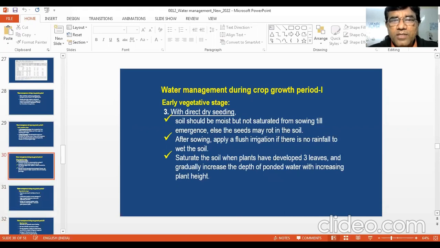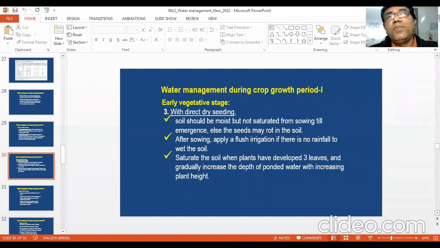Then early vegetative stage in direct dry seeding, how to manage water? So soil should be moist but not saturated from sowing till emergence, as the seeds may rot in the soil. Same happens here also. After sowing, apply a flush irrigation if there is no rainfall to wet the soil.